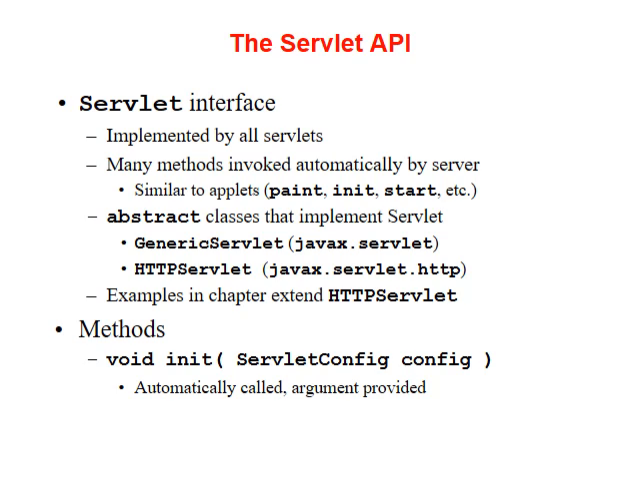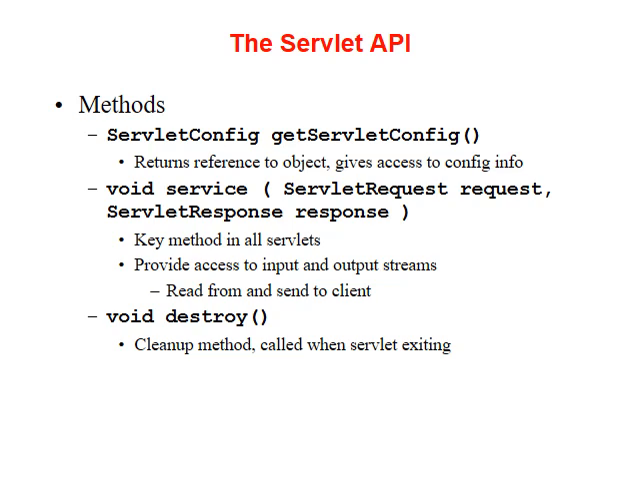This is again an abstract class, but the HTTP servlet implementation is somewhat different from generic servlet. Among the important methods, the very first one is init, which receives a servlet config object and is called automatically. This argument is very relevant for receiving the configuration information from the web.xml file. Further, the getServletConfig method is used to retrieve the config object which you received in the init method.